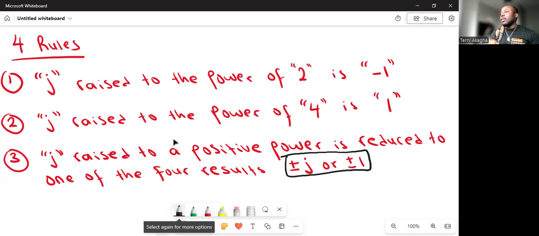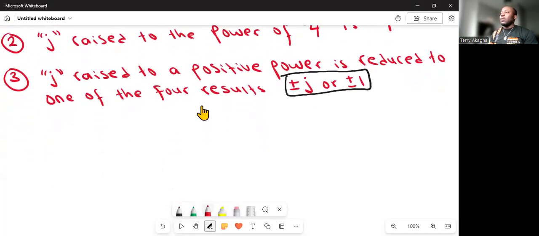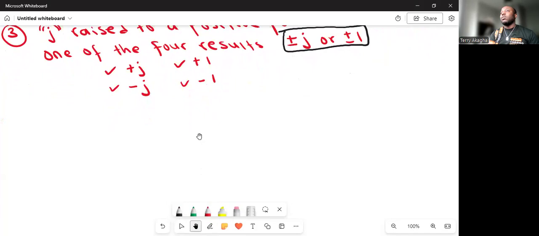So what I'm saying is that for any question you have on this, you can either get positive j, negative j, positive 1, or negative 1. So these are the 4 answers you can get when solving, all right? Then number 4, which is the last rule to note.